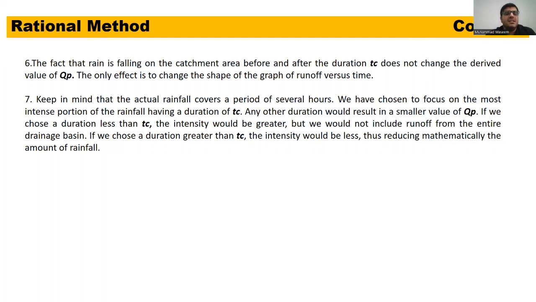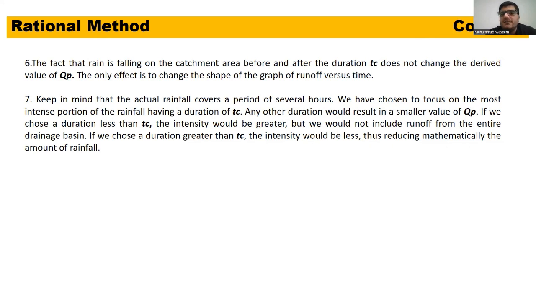Now in the second case, if we choose a duration greater than the time of concentration, the intensity would be less. Thus, mathematically, the amount of rainfall will be reduced. I know there could be confusions. It's difficult, sometimes complicated, to understand these terminologies. We will solve our problem, but at this point, I repeat, we get the peak when the rainfall event duration is equal to the time of concentration.